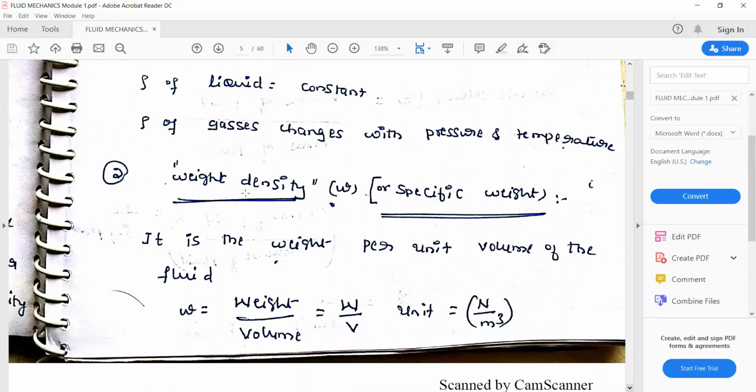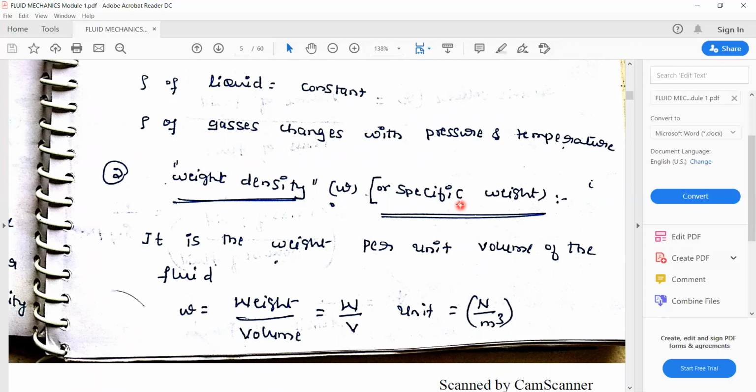The next very important property of the fluid is weight density. You can consider it as small w, or you can consider gamma also, no problem. One more name for this is specific weight. Weight density or specific weight is the weight per unit volume of the fluid. Mass density is mass per unit volume. Weight density is weight per unit volume. How much weight you can put per 1 meter cube, that is nothing but weight density.